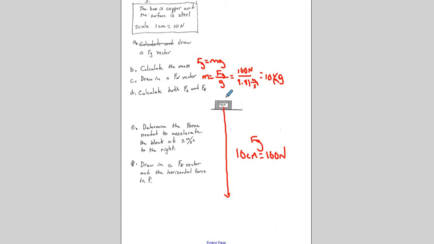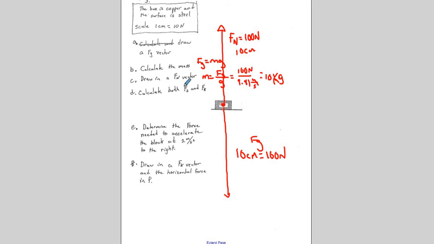Draw in a normal force vector. The normal force and the force of gravity are the same exact value, but going in the opposite direction. So if the force of gravity is 100 newtons, then the normal force is also 100 newtons. So that would be a 10 centimeter line going up.